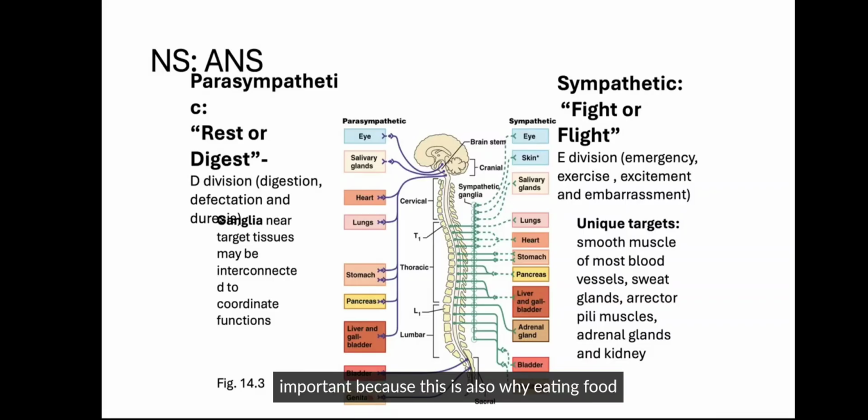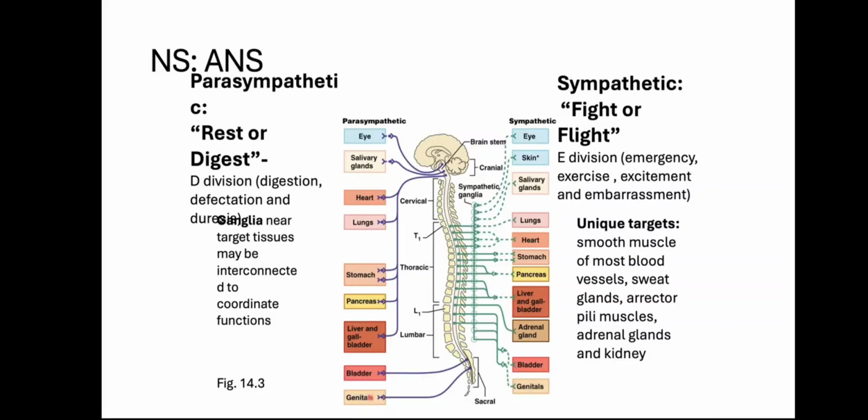This is also important, because this is also why eating food makes you feel safe and relaxed. So there are some diseases associated with that, right? Where people binge eat. They're stressed out. They eat because it calms them down.